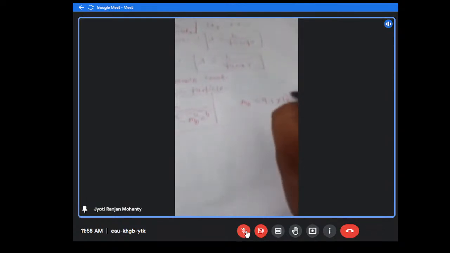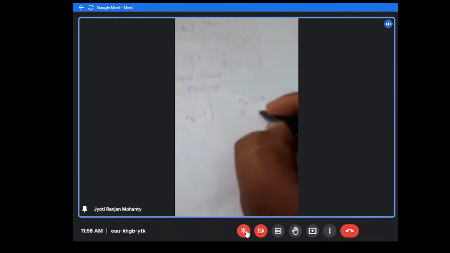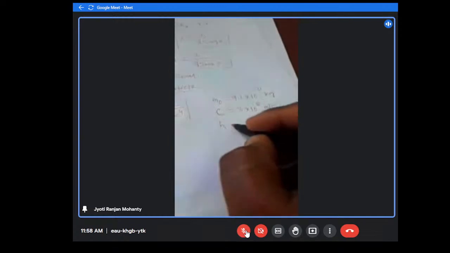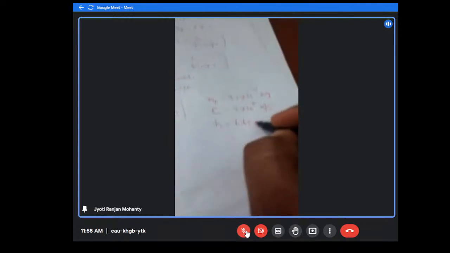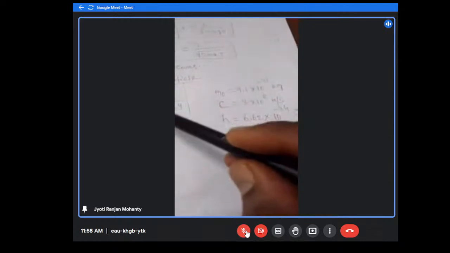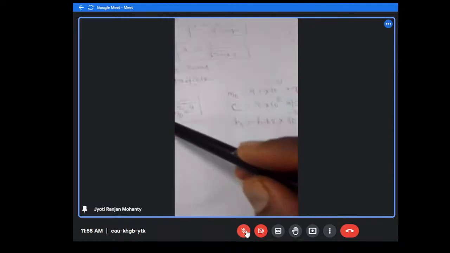Here m0, the rest mass of the electron, is equal to 9.1 into 10 to the power minus 31 kg, and c, the speed of light in vacuum, is 3 into 10 to the power 8 meter per second. h is equal to 6.62 into 10 to the power minus 34 joule second, as I already told. So only the energy E is the information you require.